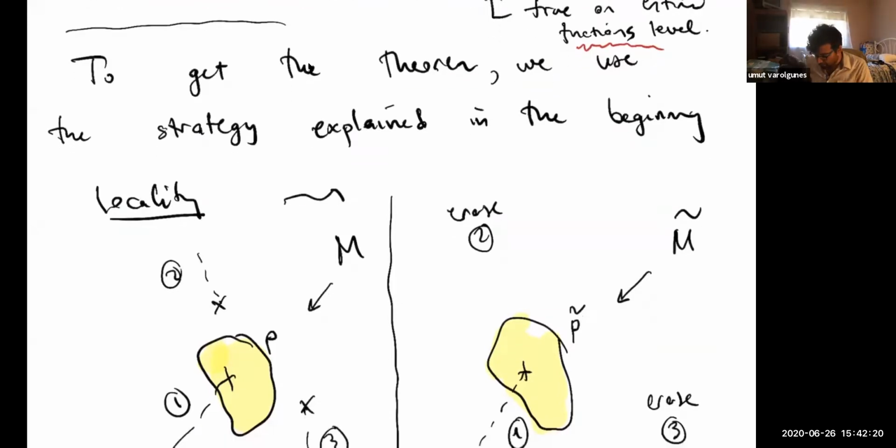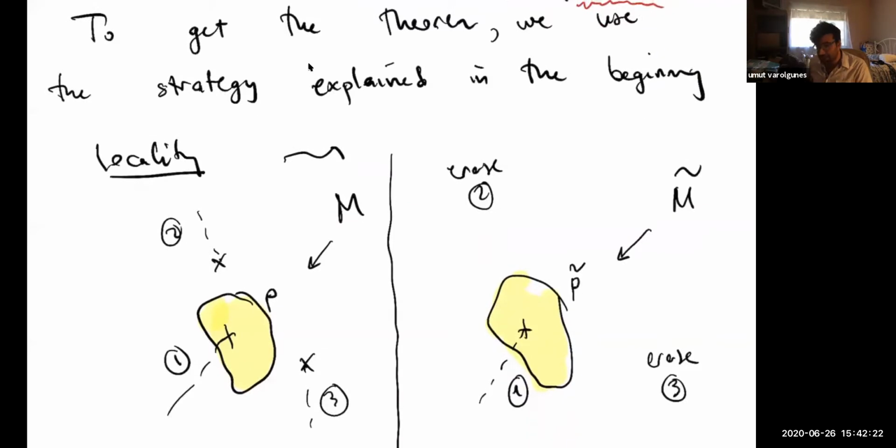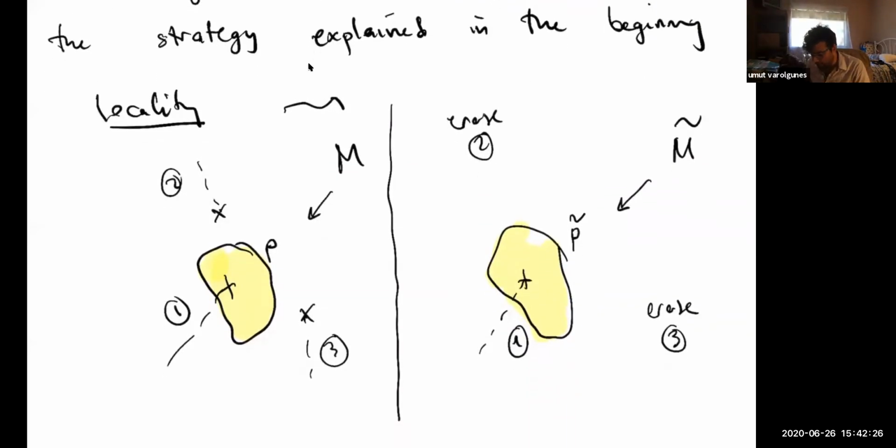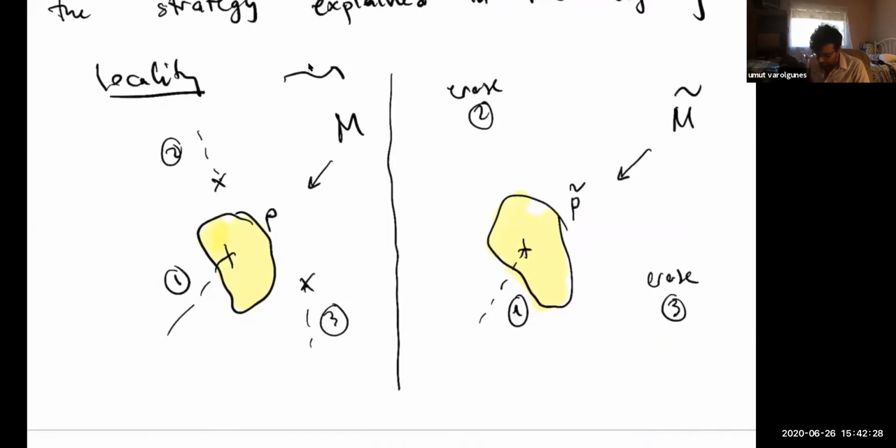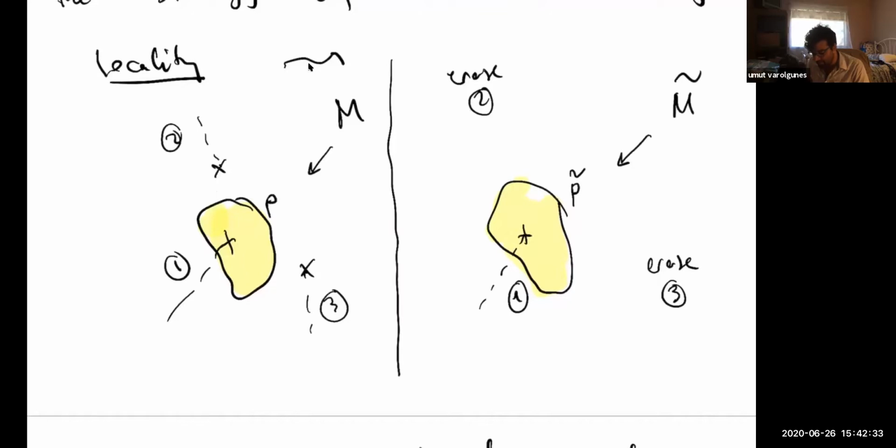Okay, so now how do we prove this theorem? We use the strategy that I explained in the beginning. First we use this locality theorem. So you take, let's say, any compact set inside the base of M, which contains just one singular point and doesn't intersect any of the other rays. Okay, not just the nodes, also the rays.